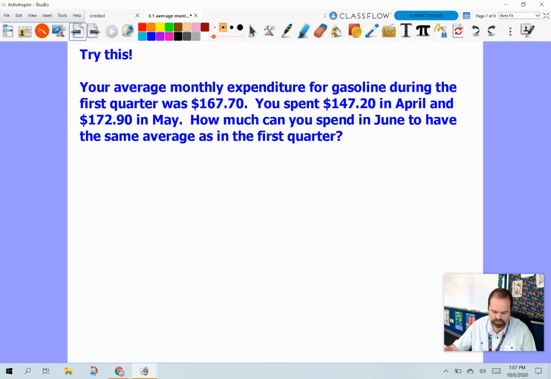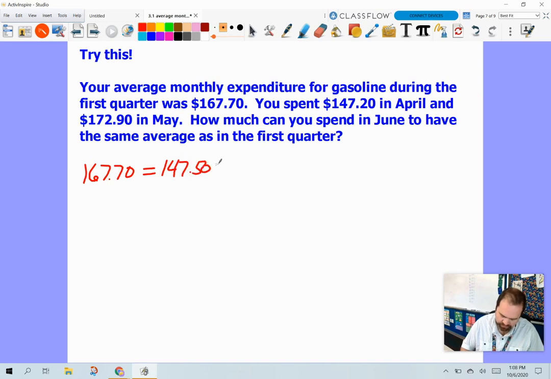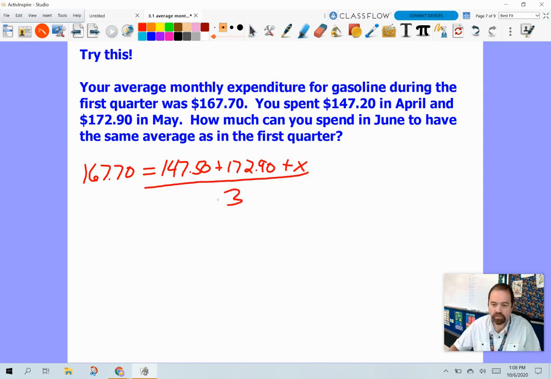All right, second one here. This is exactly what your homework's going to be. I'm going to give you 2 of the 3 months of a quarter and the average, and your job is to figure out the third month's dollar amount that'll make that happen. So the setup on this one is similar. I'm going to take my average, 167.70, and I got that by taking the 2 months I know, 147.50 and 172.90, and the third month, and I divided that by 3.